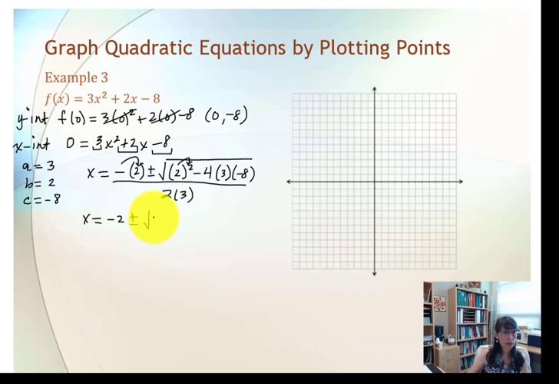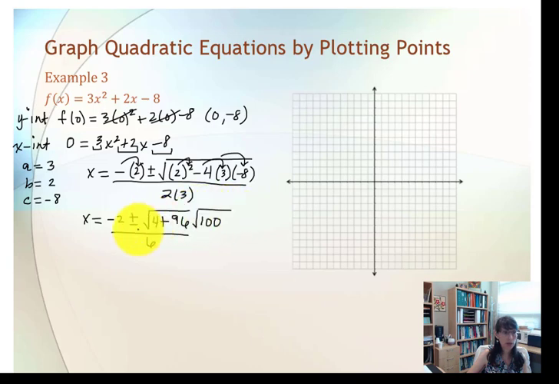Quantity of 2 squared would be 4, and our factors, negative 4 times 3 times negative 8. So we have negative times negative. That would make a positive, so we're going to add something to 4. And 4 times 3 makes 12, and 12 times negative 8 would make 96. Our denominator, 2 times 3, is 6. So let's simplify what's under this radical. 4 plus 96 would make 100.